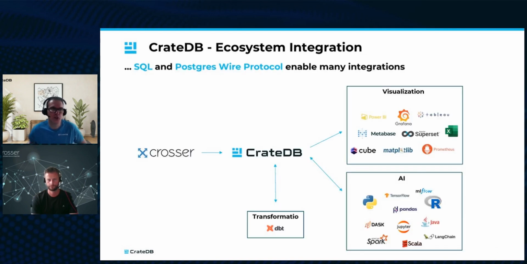It's also interesting to talk about the ecosystem. While we are getting all this data from Crosser, we can also integrate with many other solutions for visualization and AI. And so that's extremely important. And this integration is made easily thanks to the support of SQL and also the PostgreSQL protocol. So everything can be queried from CrateDB using either this PostgreSQL protocol or using an HTTP API using SQL.